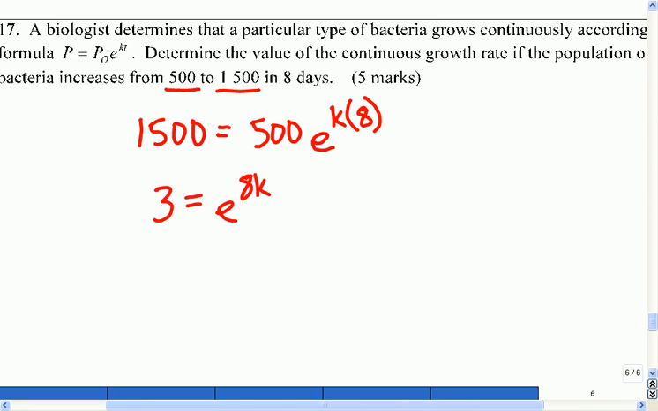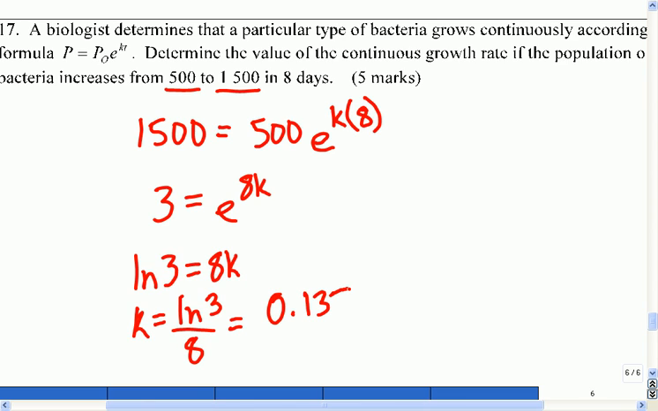Now I need to solve it, but fortunately it's a pretty easy one because I can use the natural log since I'm in base e. So natural log 3 equals 8k, and k will be the natural log of 3 divided by 8, and that gives me about 0.1373. So again, for 5 marks, that's not really a bad question, as long as you're comfortable with logs.